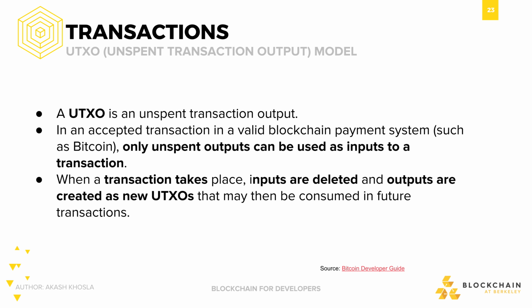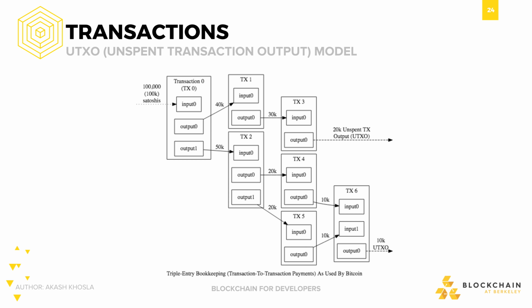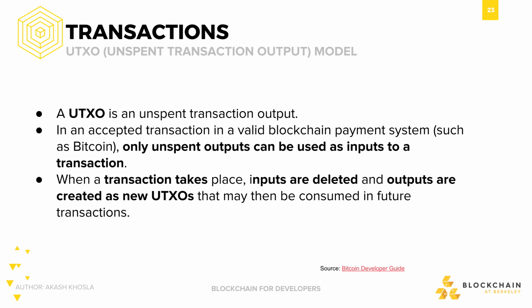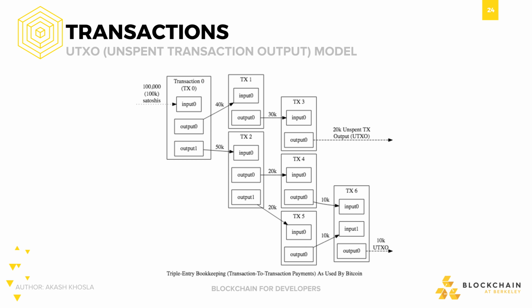In an accepted transaction in a valid blockchain payment system such as Bitcoin, only the unspent transaction outputs can be used as inputs to a transaction. So when a transaction takes place, the inputs are deleted, and the outputs are created as new UTXOs that can then be consumed in future transactions. So UTXOs are basically unspent and can be used as inputs to new transactions. Here's a diagram. Remember that UTXOs are essentially unspent, so you can use them as inputs to transactions.